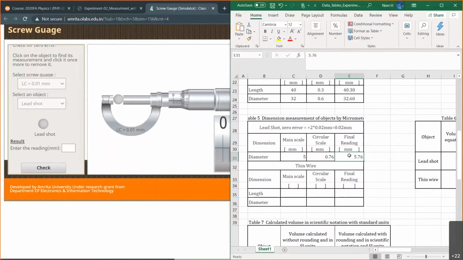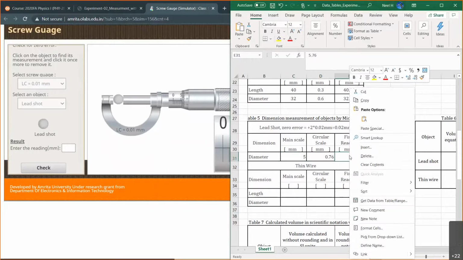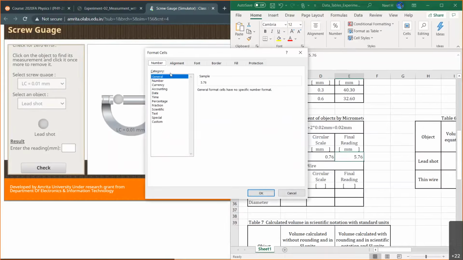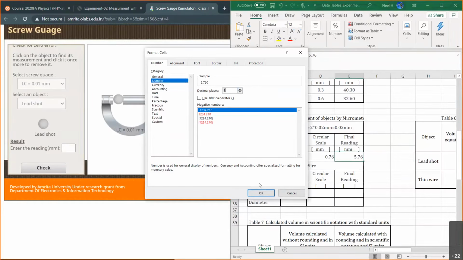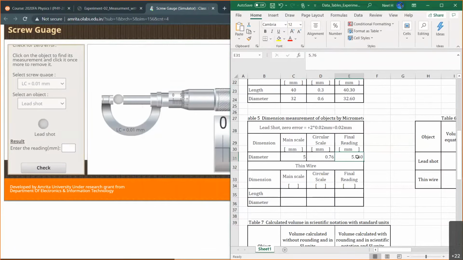So I have to reformat this cell: right click, format cells, number, down to 3 decimal places. Then I have the right accuracy, because all measured values you have to write with the correct accuracy. But when you do calculations, then you take a look at the significant figures. When you're measuring, we are not interested in sig figs at all. What we are interested in is the accuracy of the instrument. Okay. Good. Any questions?